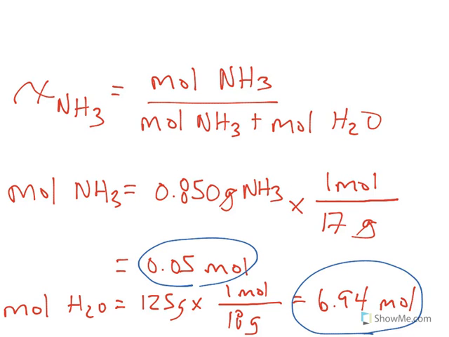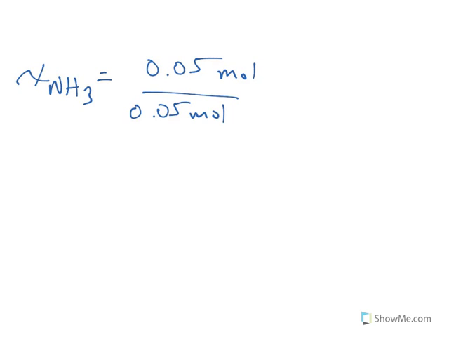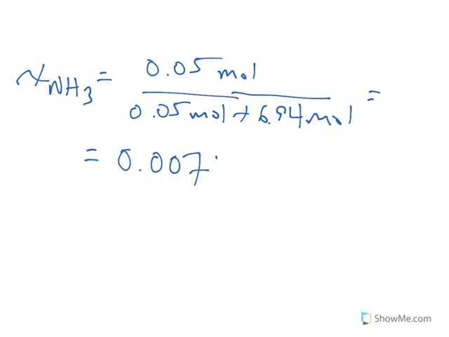All right, so now what we need to do is put these together in our mole fraction equation. So chi NH3 again is going to be equal to 0.05 mole divided by 0.05 mole plus 6.94 mole. And when I compute that, I get a value of 0.00715. All right, and of course this mole fraction is unitless because it's mole over mole.